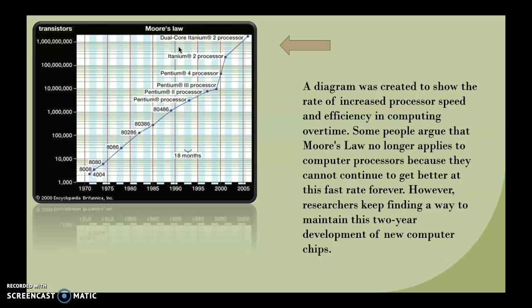Some people argue that Moore's Law no longer applies to computer processors because they can't simply continue to get better at this fast rate forever with how advanced we're getting in technology. However, researchers keep finding a way to maintain this 2-year development of new computer chips.